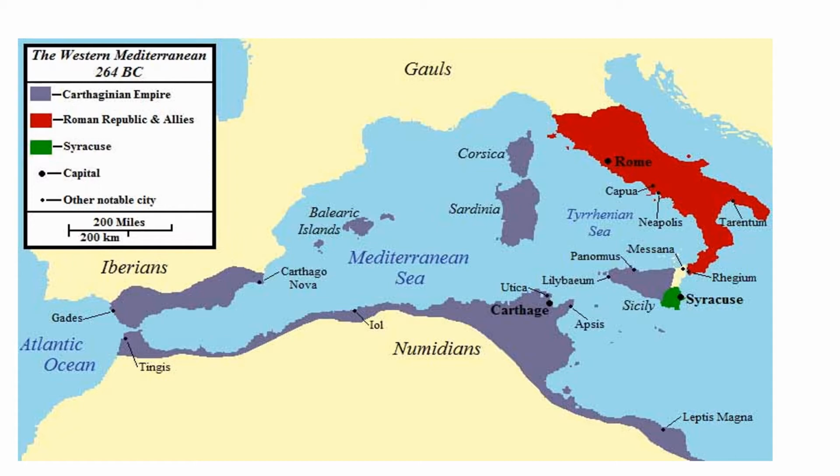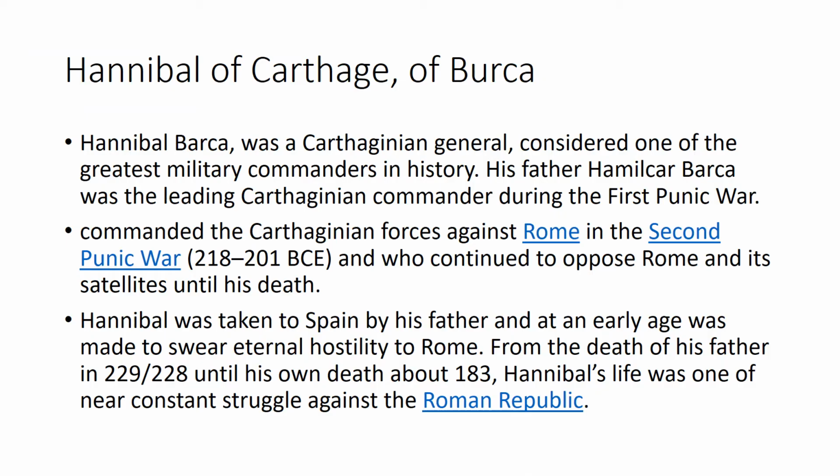So you can see in purple, Carthage has way more territory, including Corsica and Sardinia, which is Corsica is now a French island, technically, and Sardinia is an Italian island. So they were fighting these Punic Wars.